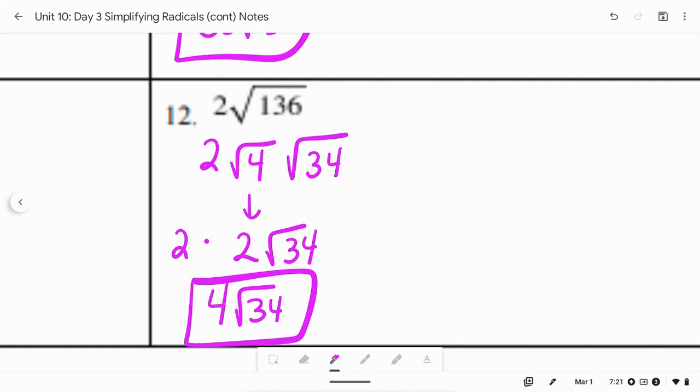So really the only difference in today's notes is that if there is a number in front, you just need to multiply it by whatever number comes out of the square root.